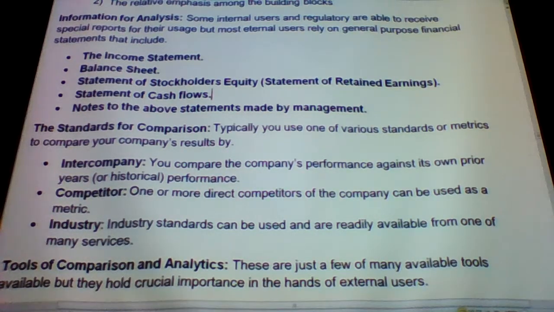The standards for comparison. Typically, you use one of various standards or metrics to compare your company's results by. Intra-company: you compare the company's performance against its own prior years or historical performance. You may compare it against a competitor. One or more direct competitors of the company can be used as a metric. For example, Pepsi-Cola could compare its profitability against Coca-Cola to find out if it's going to be able to stay competitive. Or you can use industry standards. Industry standards are gathered and made readily available by many services.